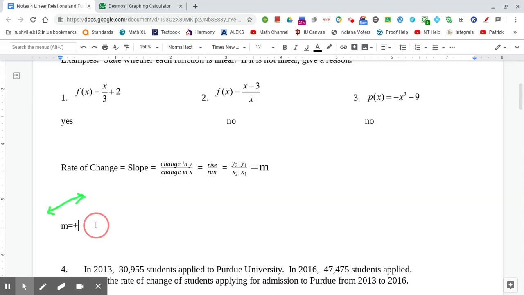Another option that we have is when we put the negative in front of that x, we have a negative slope. And what happened was the graph switched. Instead of going up, it then ran down from left to right. So the slope is negative when the graph looks like this.